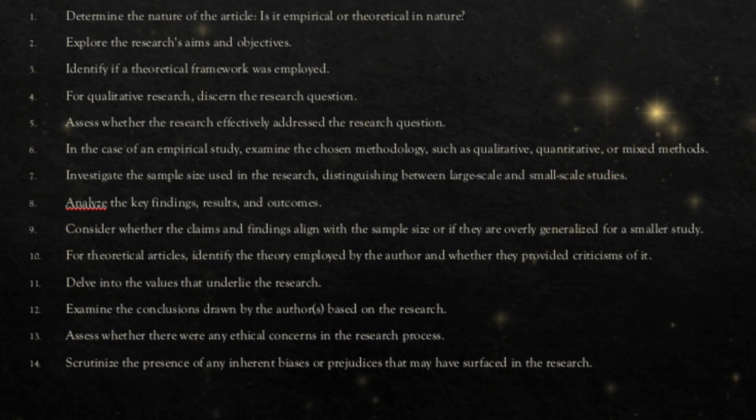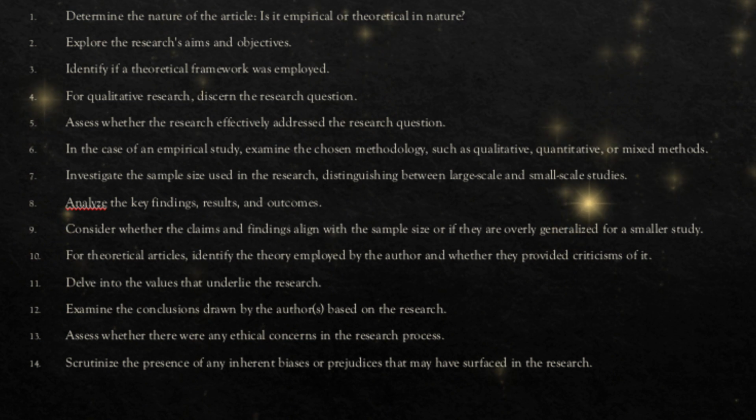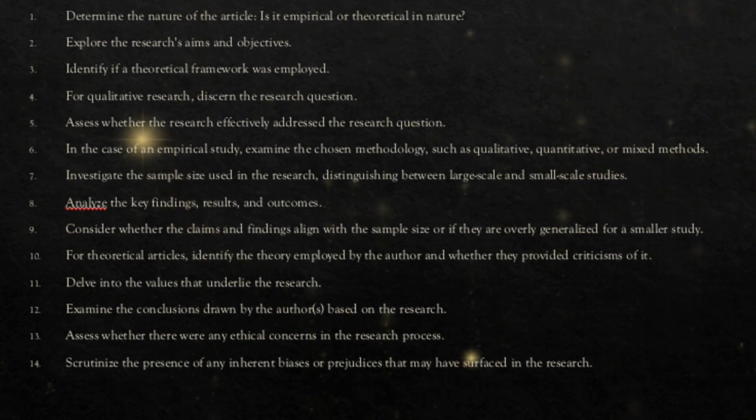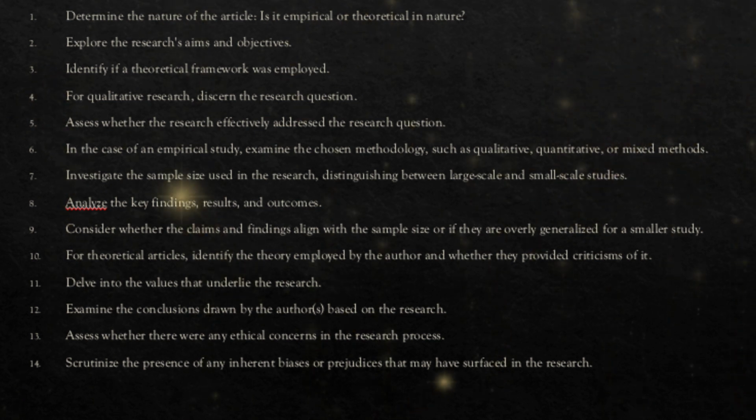When you explore different facets of a work, you're looking at what were its research aims, what were its objectives, what methodology did it employ, did it follow ethical guidelines, what was the sampling procedure, especially if it's qualitative or quantitative. When you read and critique something, you're going to be looking at a few different parameters, facets of it, key points. So what are these key points? Well, number one, determine the nature of the article. Is it empirical or theoretical in nature? Number two, you're going to explore the researcher's aims and objectives.